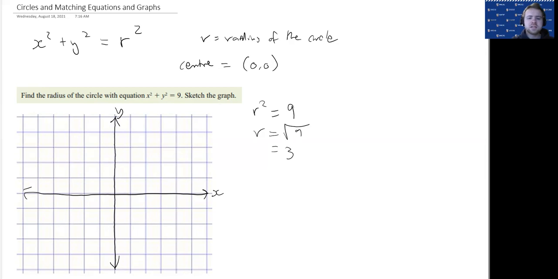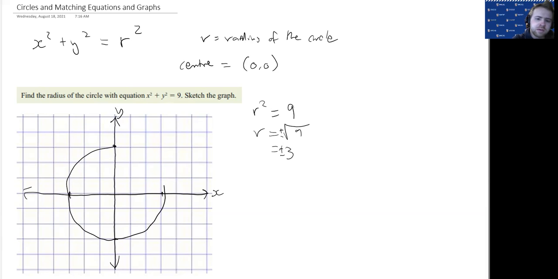So this circle, then, if we draw a little point, let's write the plus or minus in, just to be consistent. We're going to have points where it passes through at (3, 0), (0, 3), and then (-3, 0), and (0, -3). So all of these points lie on this circle.